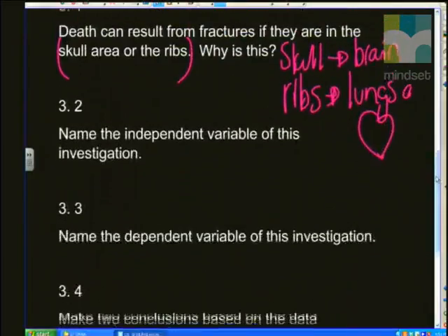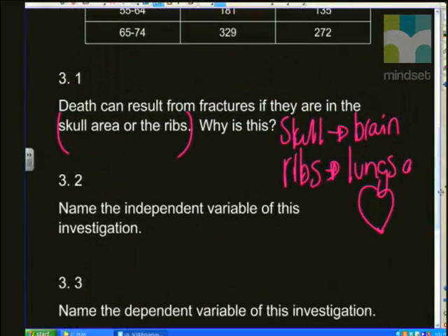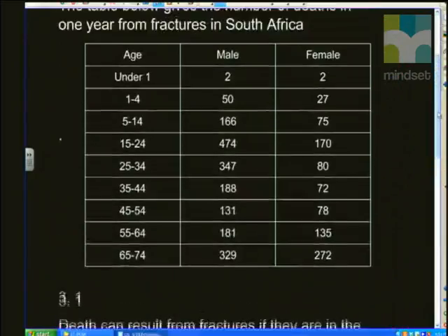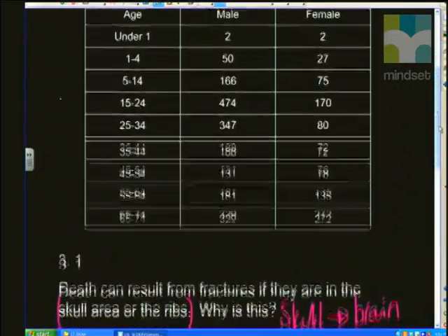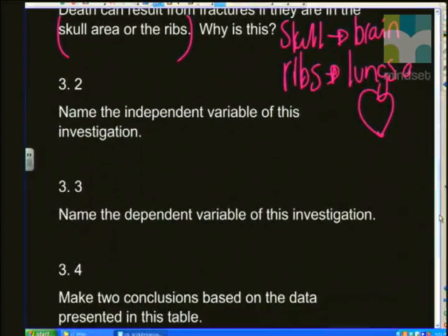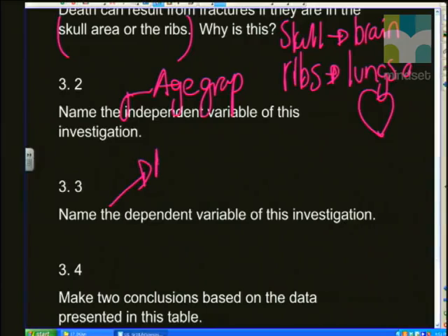Now, name the independent variable of this investigation. I could actually say that there are two, but remember, independent is always in your first column. Independent, I. What did I choose? I chose the age group. My dependent variable, did I have any control over the number of fractures? No, I didn't. Those are my results. Right, the number of fractures.